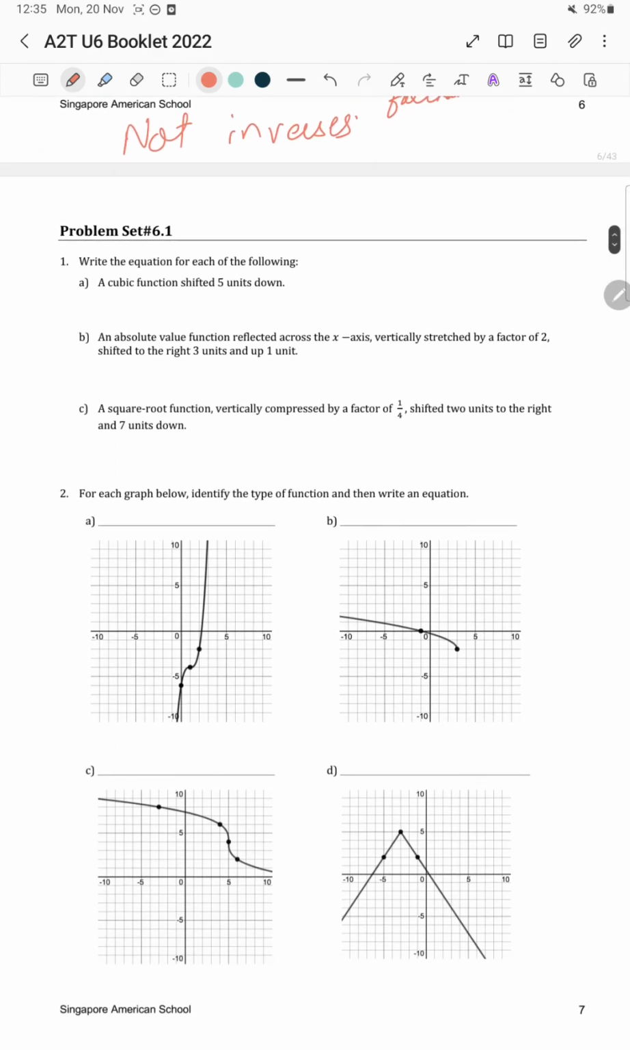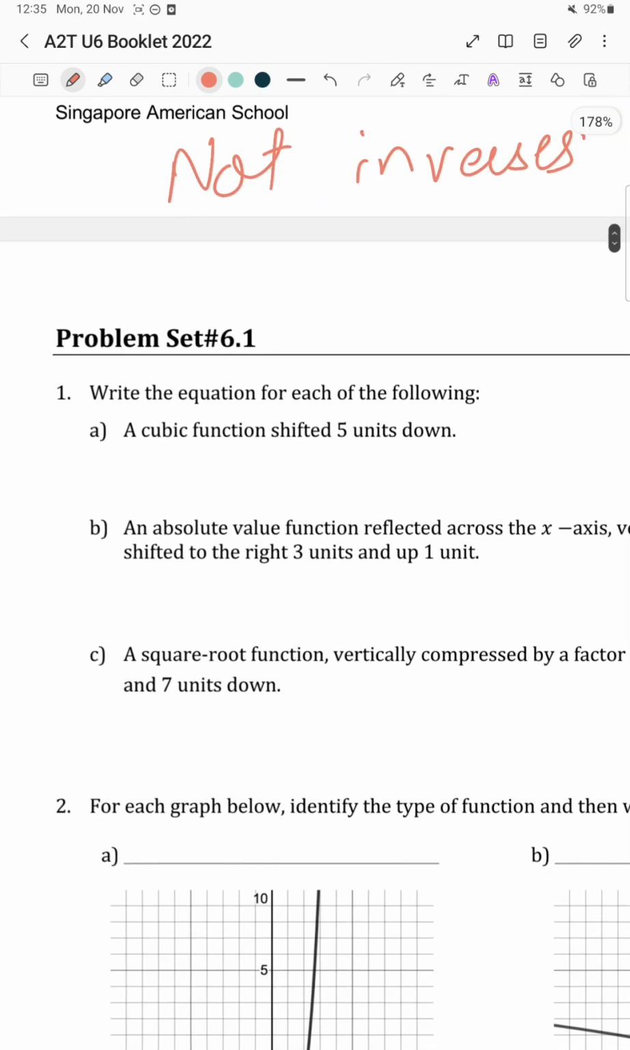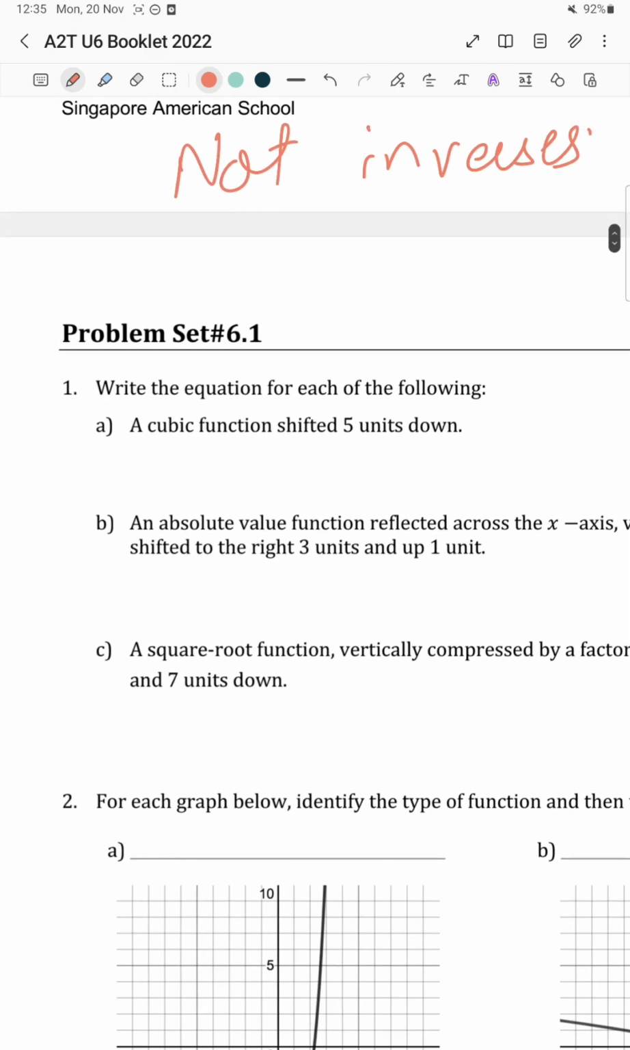Okay, problem number 6.1, write the equation for each of the following. A cubic function shifted 5 units down. So what is a cubic function? x cube. So y is equal to x cube minus 5.